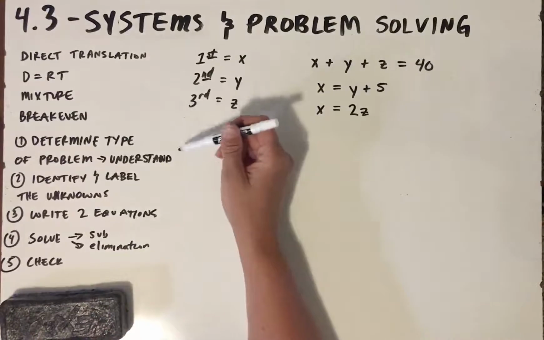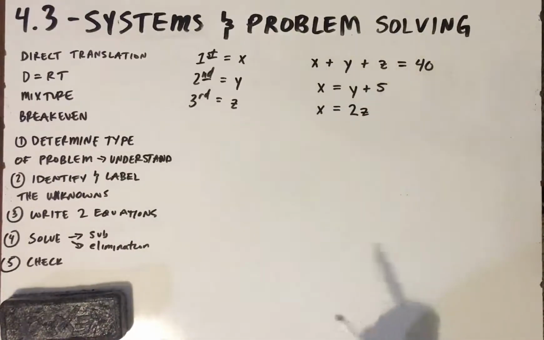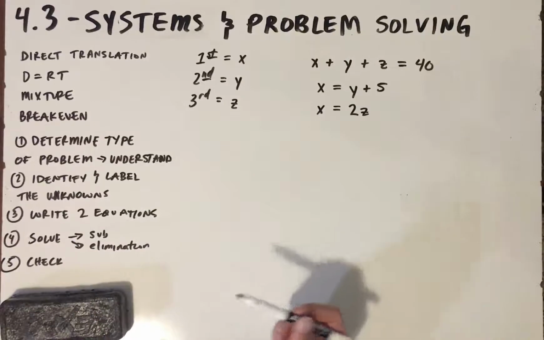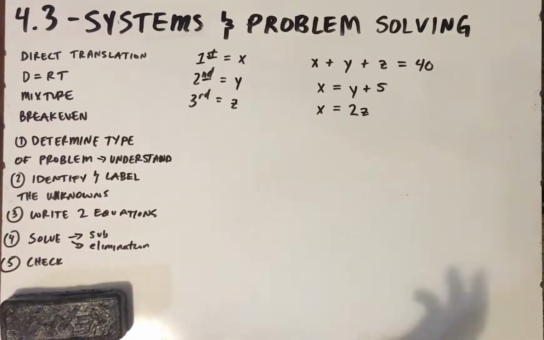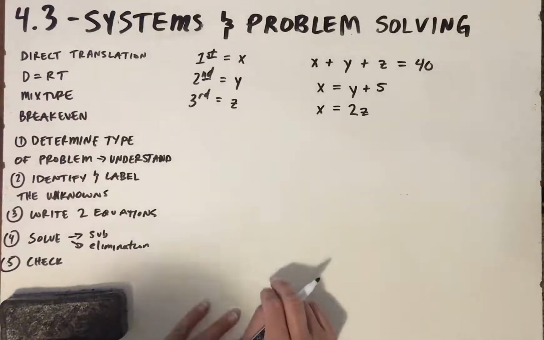So again, we determined this is a direct translation problem. I identified and labeled the three things I didn't know, which were the three numbers. If there's something different, then they have to be represented by a different variable. Then I wrote my equations. Well, in this case, it was three because we're super ultra cool. So I've got three equations here, and now I'm going to solve this using substitution or elimination.